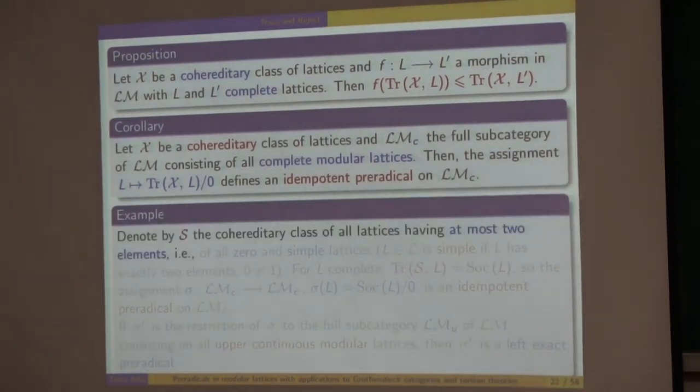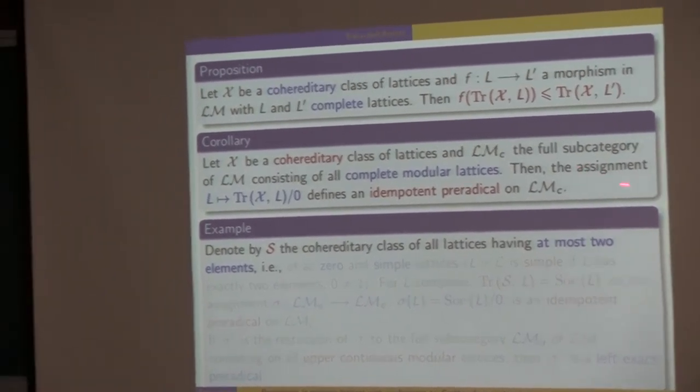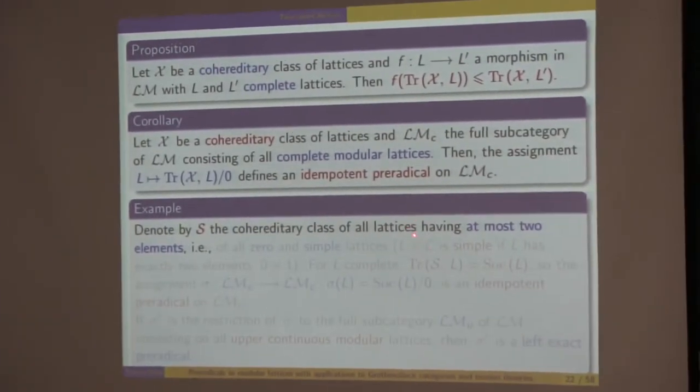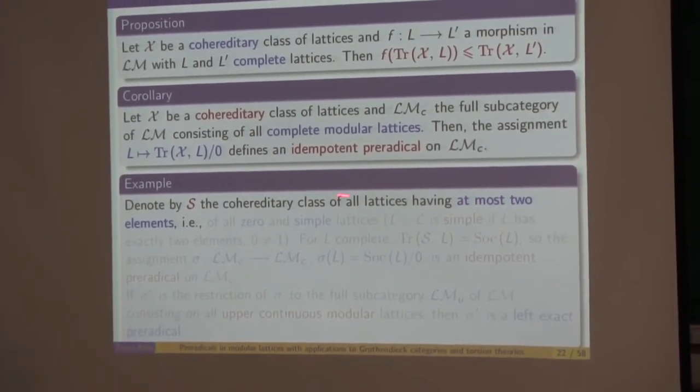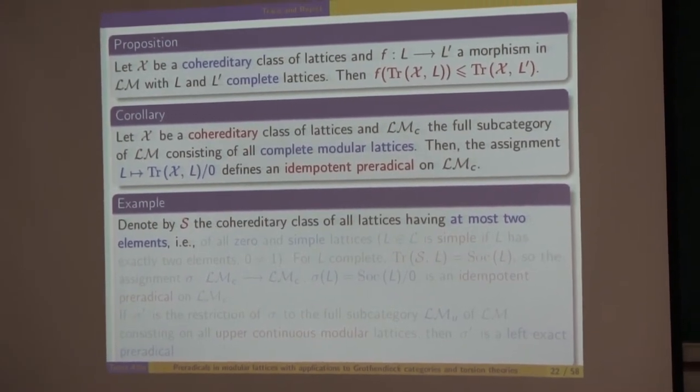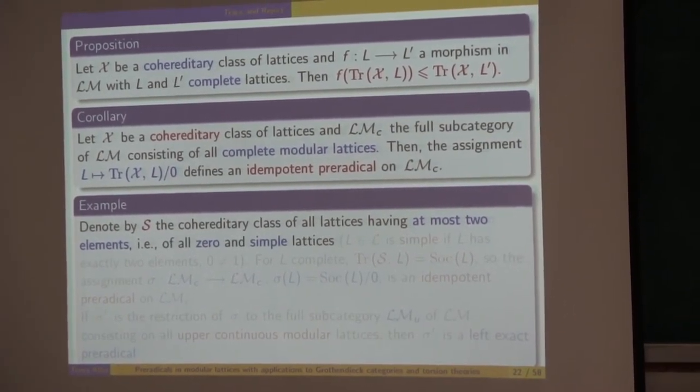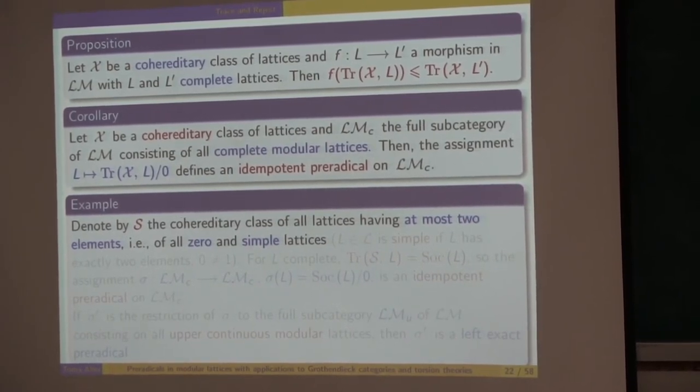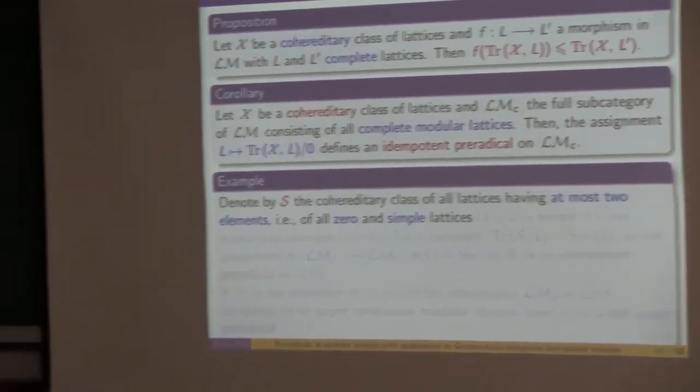Now I'm going to present some samples. Let S be the class of all lattices having at most two elements. So this means that either all are zero, we have one and zero, or a single lattice. Single lattice is detected that it has two elements, zero and one. And simply that has that for L computer trace exactly the soccer. Soccer have the value of soccer, no, soccer number is not the same. Okay? And this assignment is exactly an idempotent predicate.